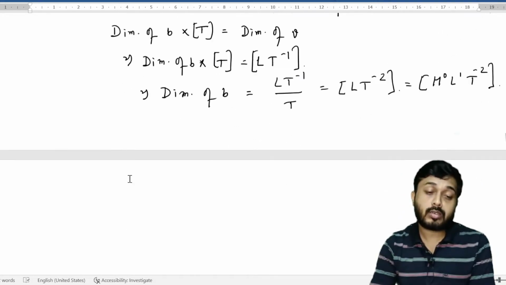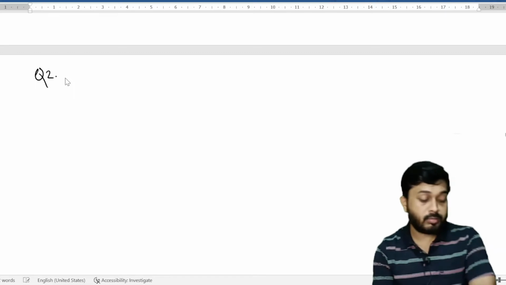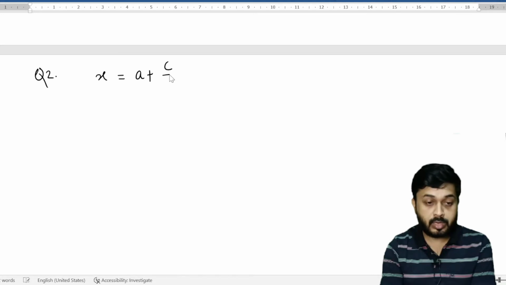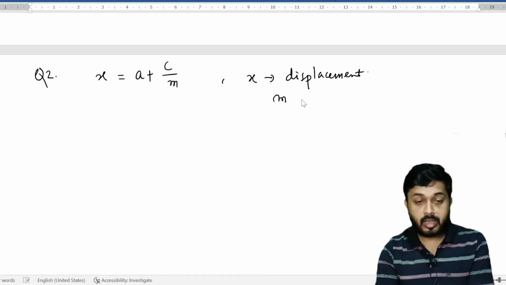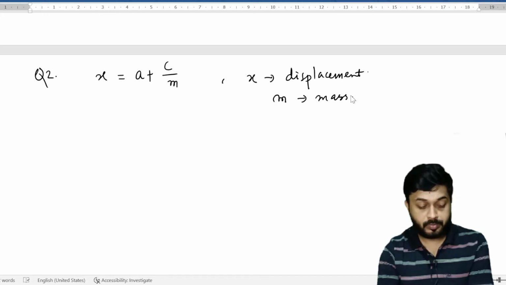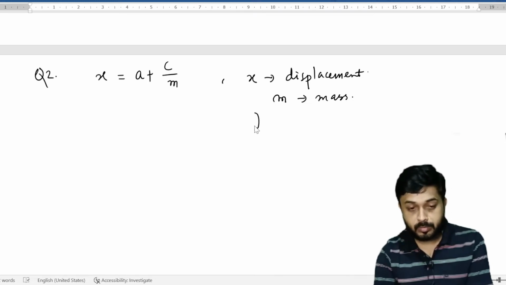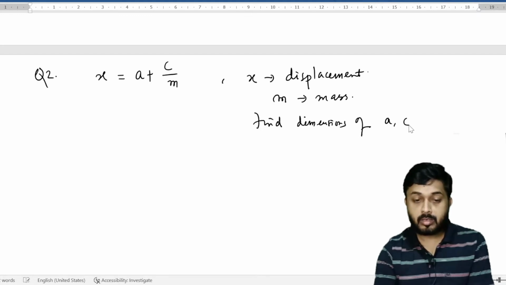Next, come to the next question. Next one, that is question number 2. In it, it is given that x equal to a plus c by m. What is x? X is displacement, as it is given in the question itself, and m is nothing but the mass. We have been asked to find the dimensions of a and c.